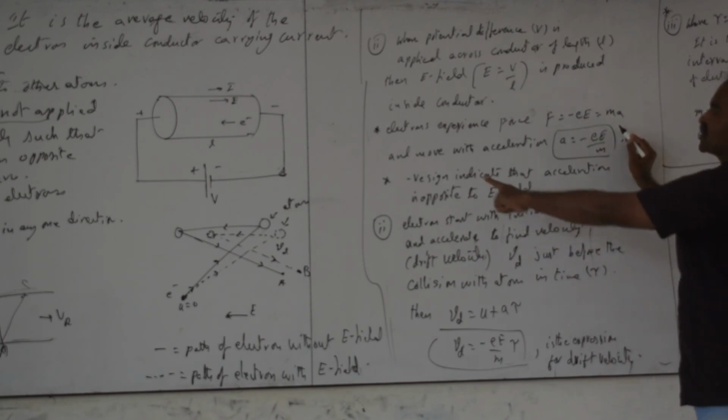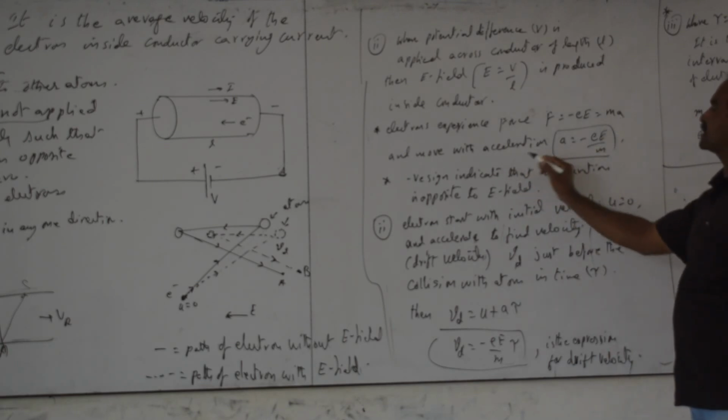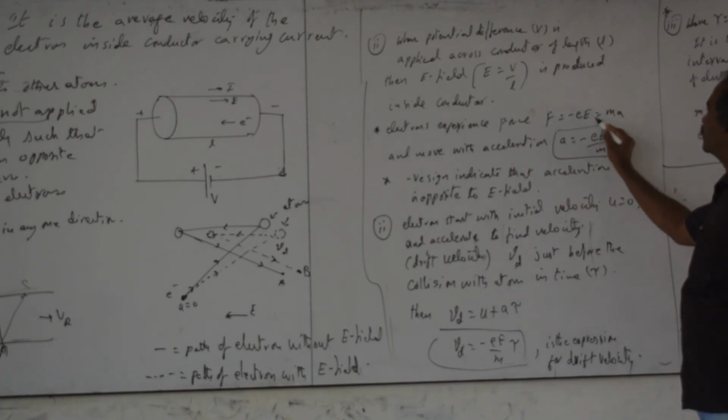From this we get the expression for acceleration, as the electron moves with acceleration a. So a equal to minus eE by m. Here e is the charge of the electron and m is the mass of the electron.